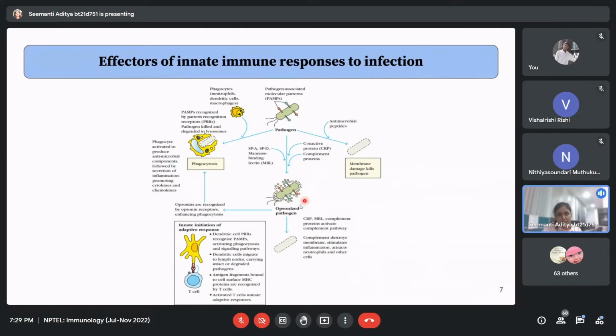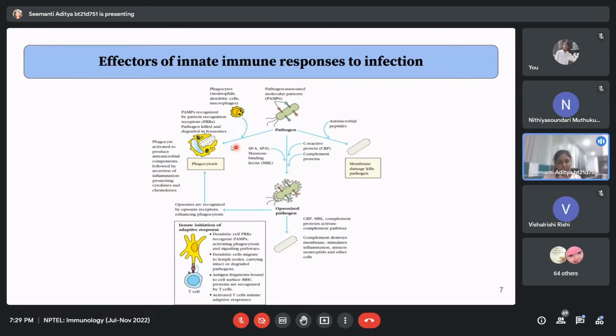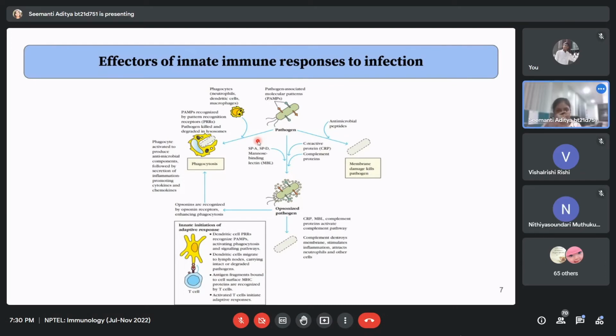Then we also see that these phagocytes are activated to produce antimicrobial compounds, which is followed by the secretion of inflammation-promoting cytokines and chemokines. So after phagocytosis, they will produce antimicrobial compounds that will kill the pathogens and also produce cytokines and chemokines. These are mediators. This will allow other phagocytic cells to come to that location and will help intensify the immune response.